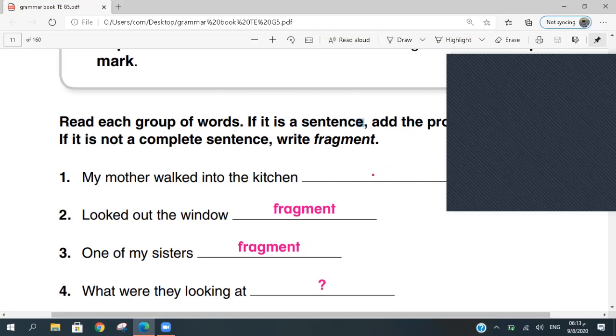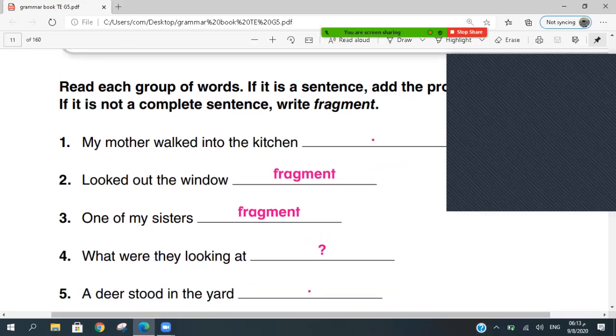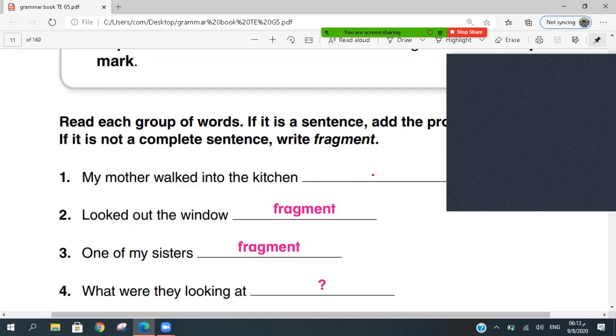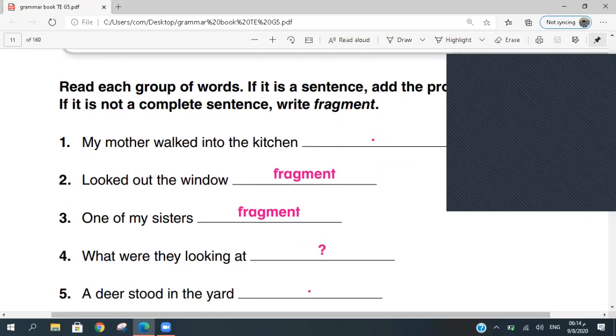Sure. A deer stood in the yard. Which punctuation mark should we add here? You should put a question mark or a period. A period. Amazing, because it's a statement, right? Yeah. Great. Thanks.